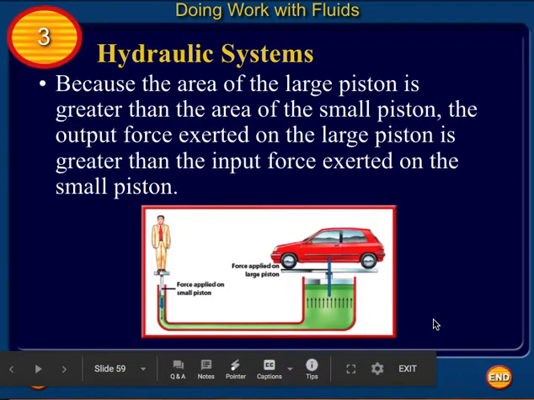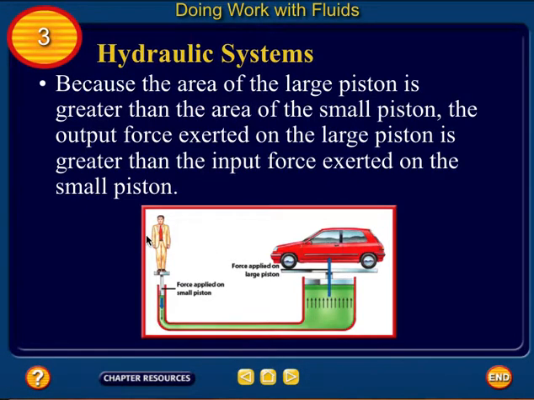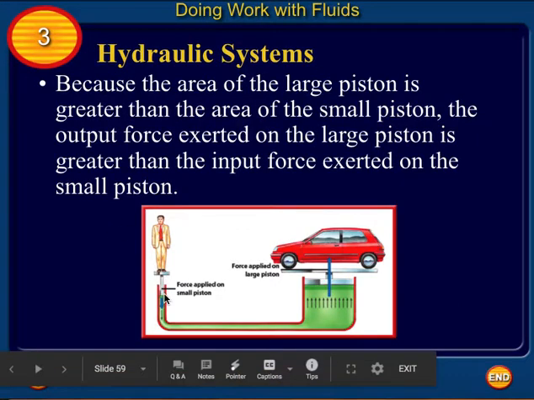Because the area of the large piston is greater than the area of the small piston, the output force exerted on the large piston is greater than the input force exerted on the small piston. So you can apply a small amount of force on the small piston here, and because Pascal's principle says it's applied throughout the fluid, all of that pressure that you apply here goes to this area, and then it's multiplied by the overall area to pick up something that's really, really heavy.